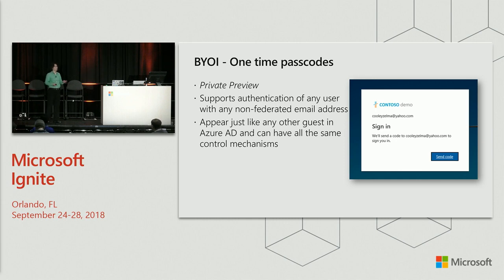The one point I really want to stress when it comes to one-time passcodes is, as I've been talking to people about it, a lot of people seem to assume that these are going to be second-class guests. They're not going to have all the functionality of other guests. And that's not true at all. These are still first-class guests in the Azure Active Directory system. You can put the same control mechanisms on them as you would any other guest. You can give them the same access to resources or apps as you would for any other guest. It's just their authentication mechanism is a little bit different than everybody else. But that doesn't affect what kind of rights or controls you can put on them.